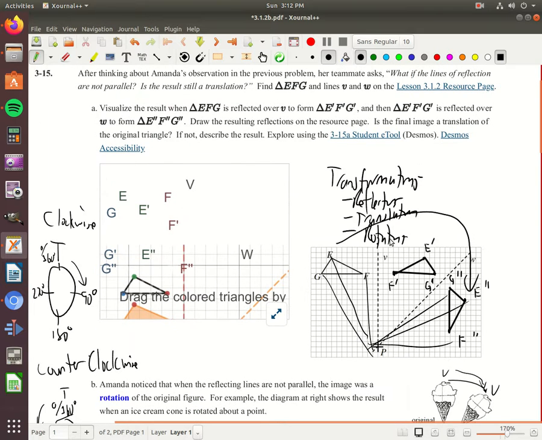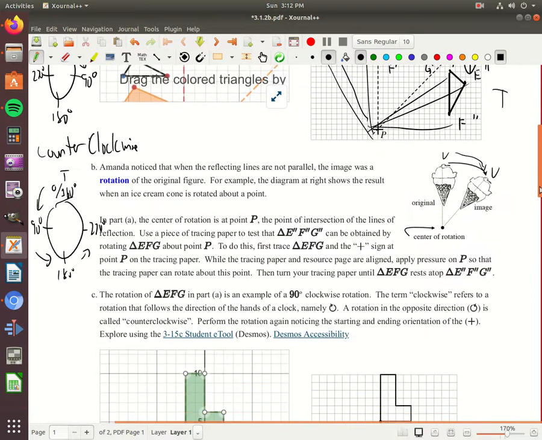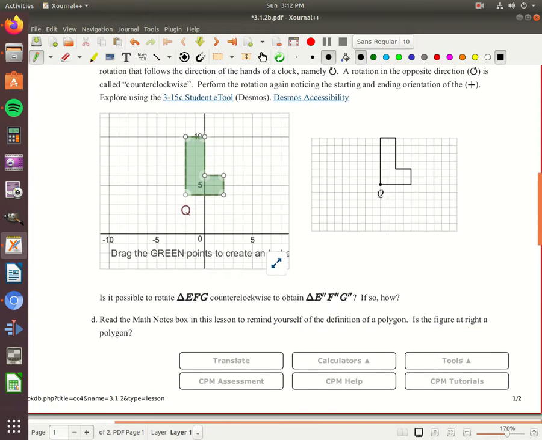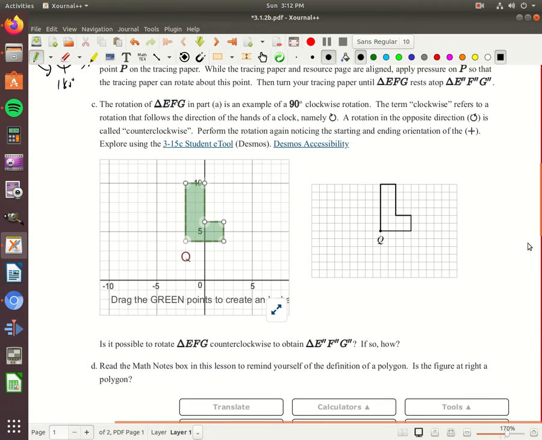So this was a 90-degree rotation, right? We went from this being the top to a 90-degree rotation to this being the top, which is what we're going to kind of look at when we do these, there being a quote-unquote new top. So it says the rotation of triangle EFG in part A is an example of a 90-degree clockwise rotation. The term clockwise refers to a rotation that follows the direction of the hands of the clock. A rotation in the opposite direction is called counterclockwise, which we just discussed. So it says perform the rotation again, noticing the starting and ending orientation of the plus.